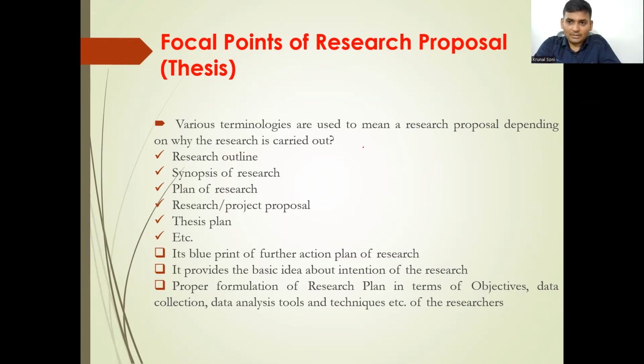So thesis plan means, let's suppose your PhD is going on semester-wise: semester 1, 2, 3, 4, 5. Out of these semesters, what are you going to achieve? Let's suppose in semester 1 you are going to complete the introduction, in semester 2 you complete the literature review, and in 3 you will complete the research methodology. So this is the timeline, or you can say the plan of research that you need to submit.